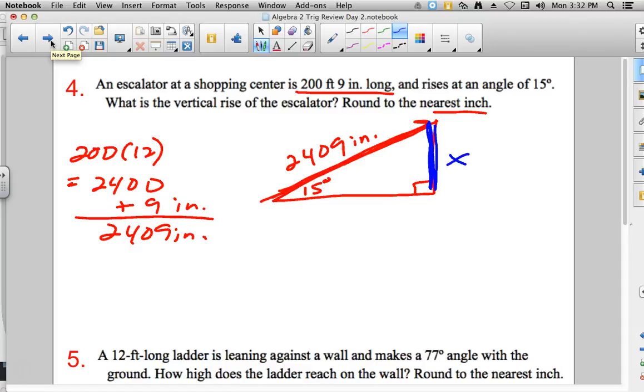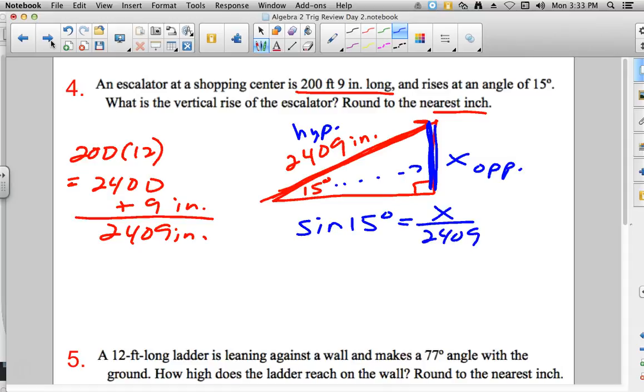And what we need to do again is to label our sides so that we can see which trig function to use. If this is the 15, then this is the opposite. And of course this, the escalator itself, would be the hypotenuse. Opposite and hypotenuse is sine. The sine of 15 degrees equals x over 2,409. And just like we did on the last page, we're going to multiply in order to get x by itself.